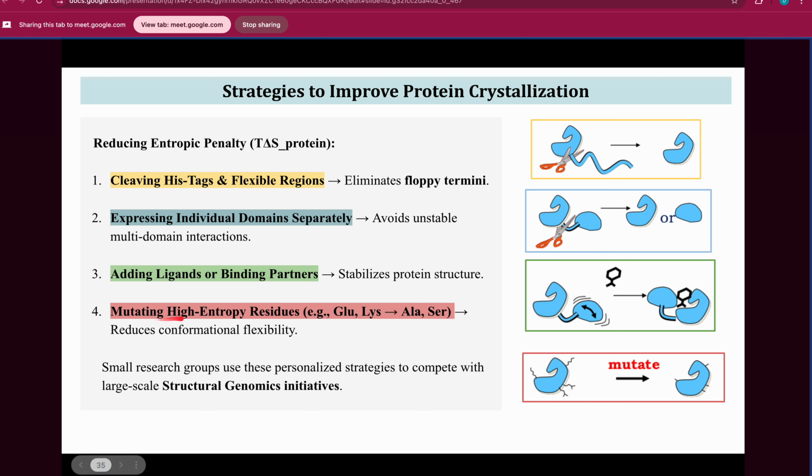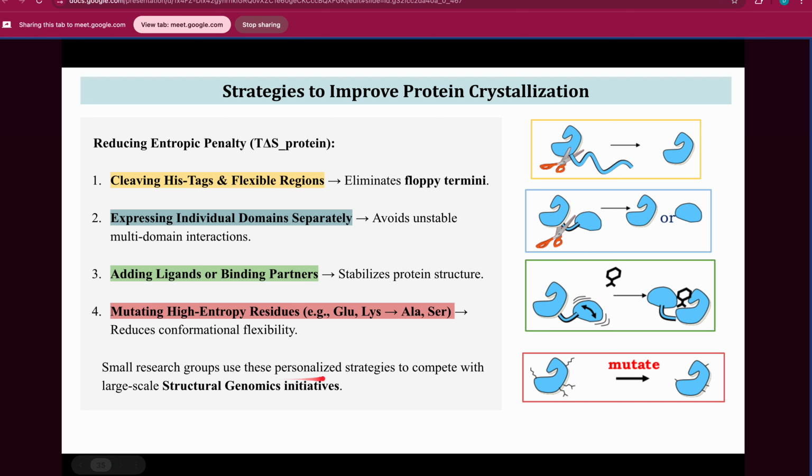The fourth thing we can do is mutate the high entropy residues. There are certain residues such as glutamine or lysine, and we can replace them with alanine or serine. In this way, they reduce the conformational flexibility and ultimately reduce the entropic penalty of the protein.